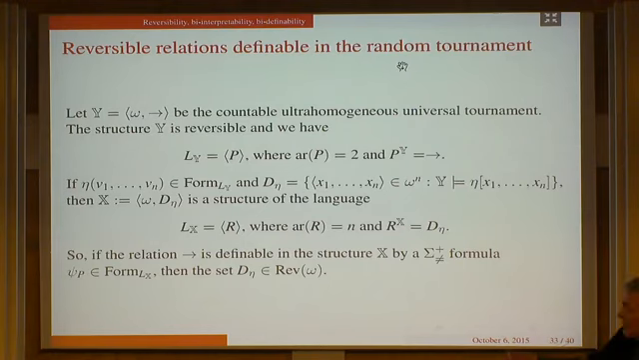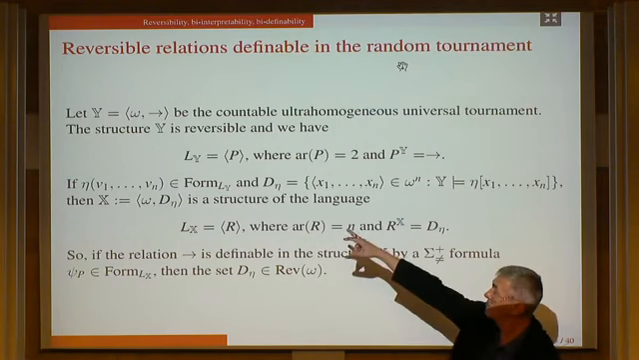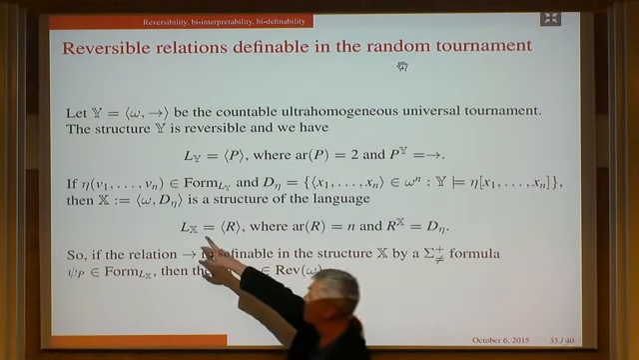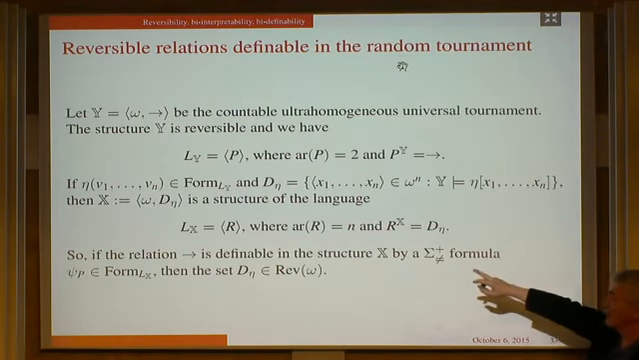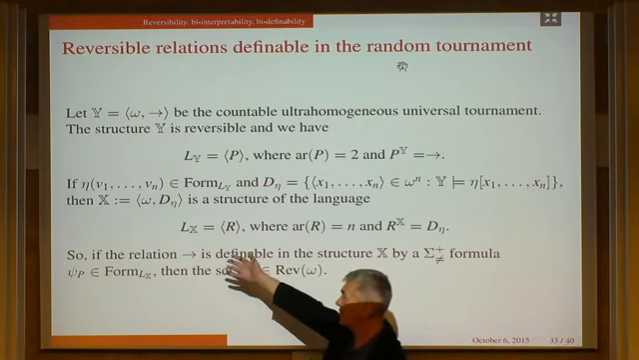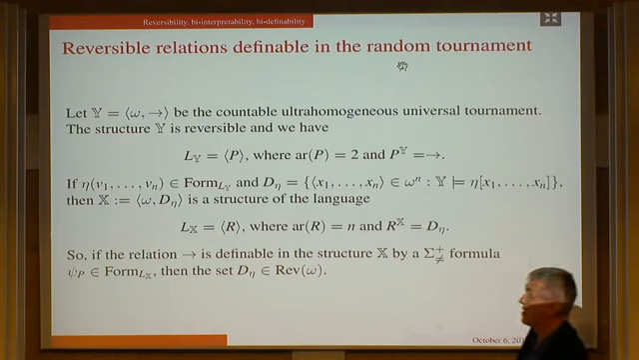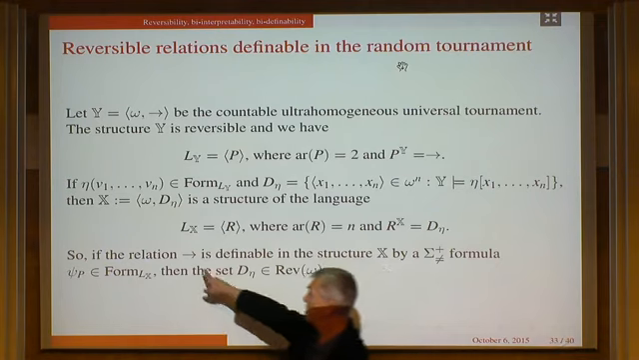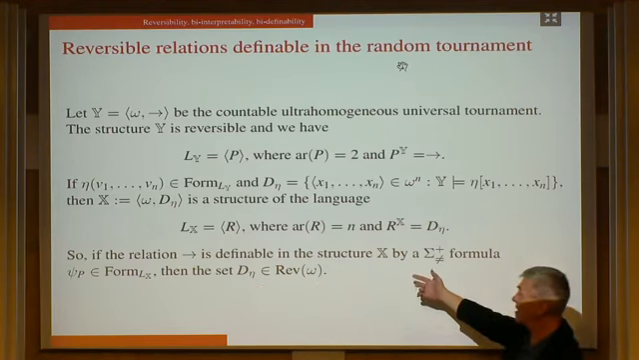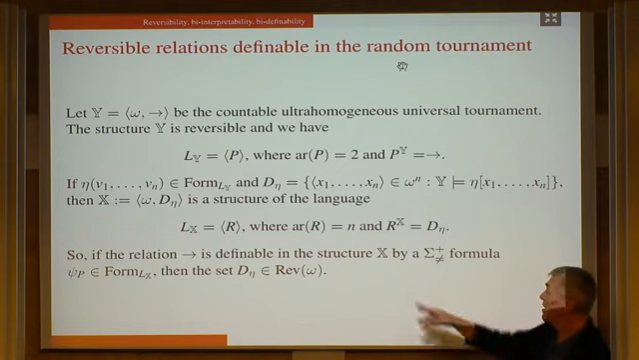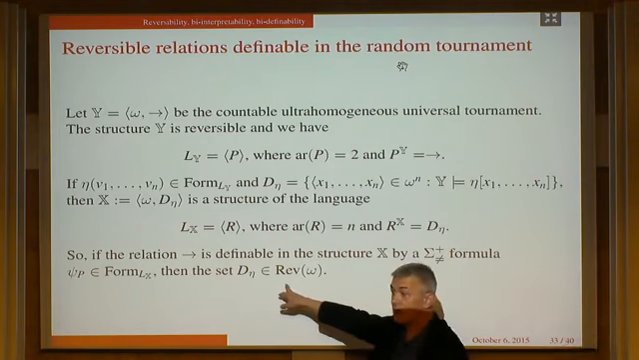This is an example, in fact an application of this theorem. If we take a random tournament, this is again the countable homogeneous universal tournament, the Fraïssé limit, then we have the original structure. Its language is binary. This is the first row. If we take one formula, eta, we observe this definable set. Then this newly defined structure with the definable relation is reversible, of course, and according to the previous theorem, if the original tournament relation is definable in the structure X, in this X with the definable set by such a formula, then this definable set is reversible.